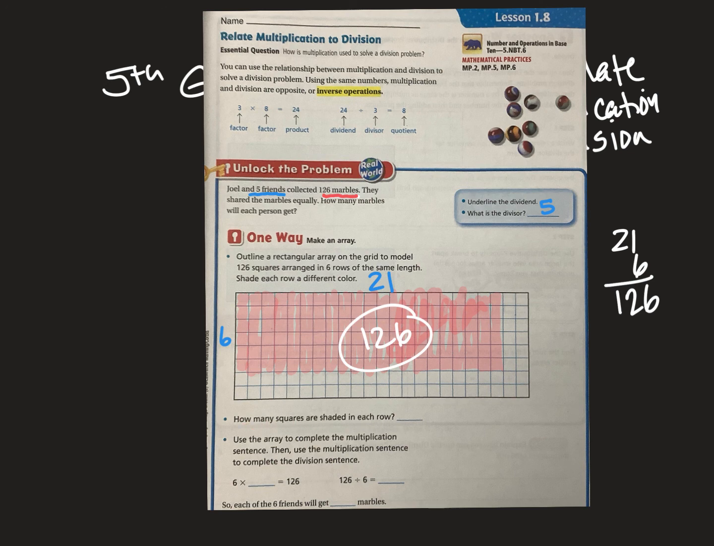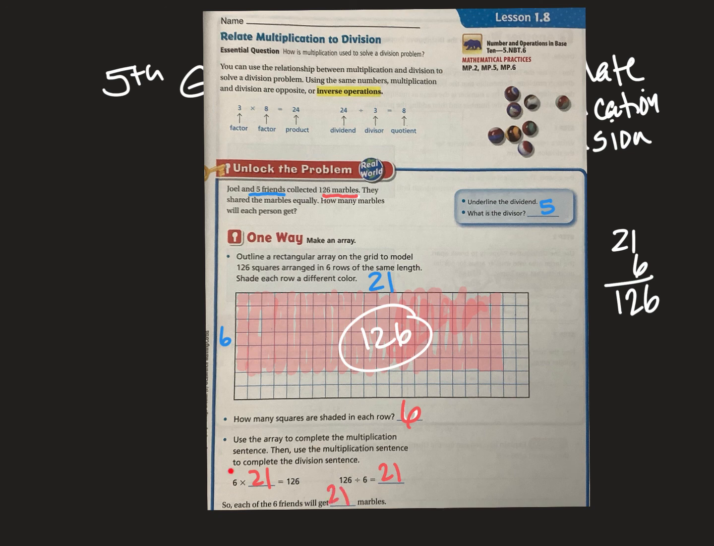So how many squares are shaded in each row? There are 6 shaded in each row. Let me do a different color. 6 shaded in each row. Use the array to complete the multiplication sentence, then use the multiplication sentence to complete the division sentence. 6 times what number gave me the 126? 6 times 21 did. 126 divided by 6, 126 divided into 6 rows gave me 21 columns. So each of the 6 friends will get 21 marbles.